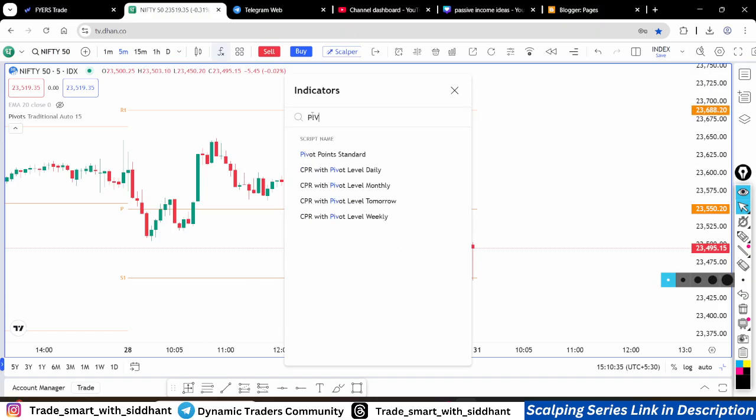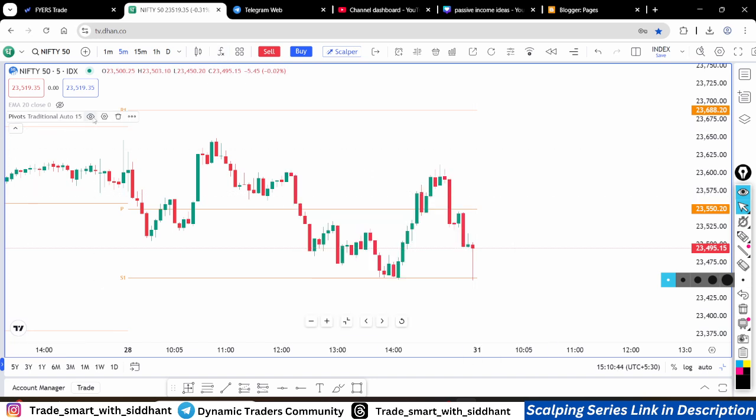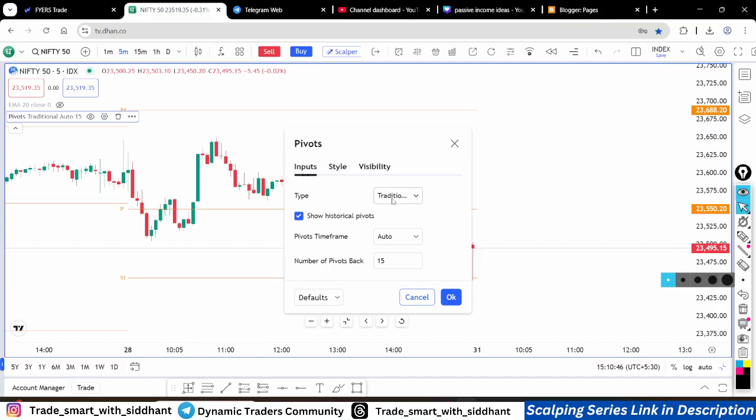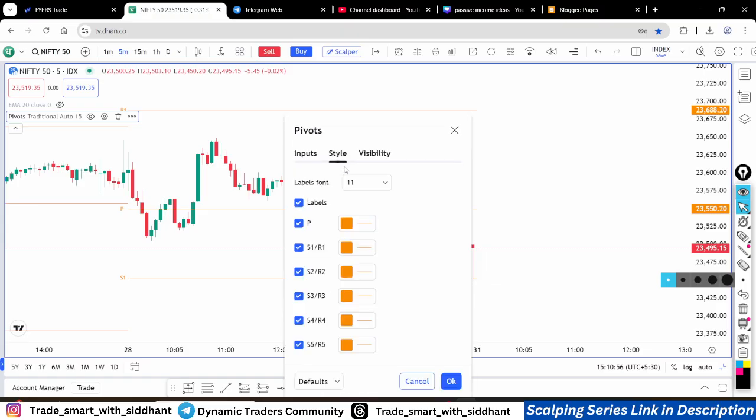If you apply pivot points standard, in Zerodha also it's the same, pivot points standard. Settings are the normal settings, nothing changed. It should be traditional, not any other. Pivot timeframe auto, number of pivots back 15. And we need these points: the pivot level P, S1, S2, S3, S4, S5, and the same in the R series as well.